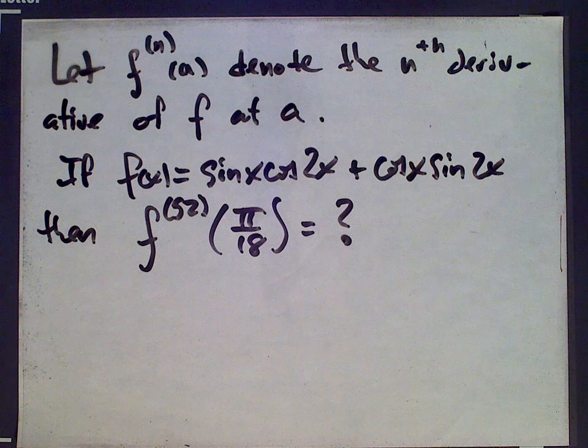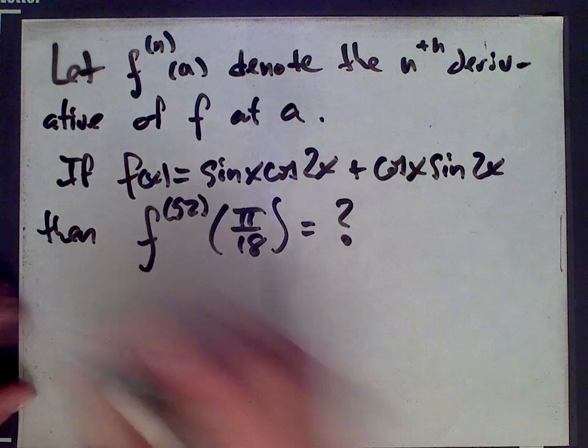Okay, so the 52 is a big number, especially if you're thinking about taking the derivative 52 times. So clearly, there's a trick. We're not required to take the derivative 52 times and then plug in pi over 18 in this case. What we need to do is find a pattern. So we're going to take the derivative of f, and hopefully the derivatives follow some pattern that we can easily repeat. So let's just start taking the derivative and see what we get.